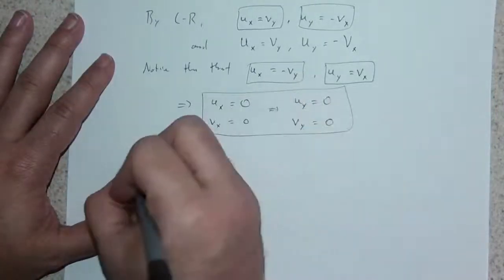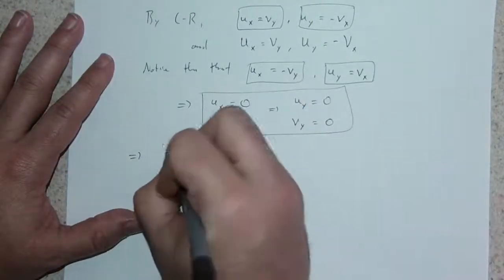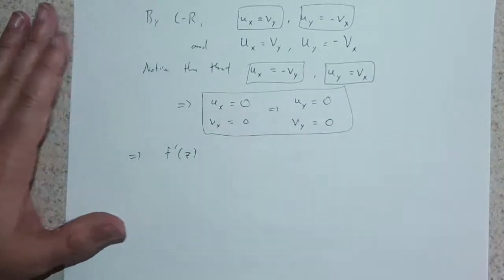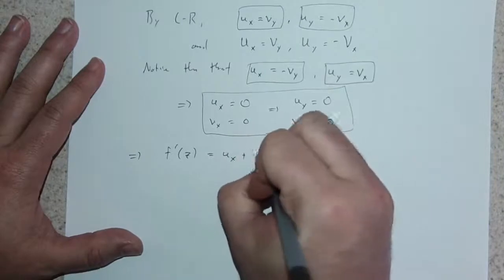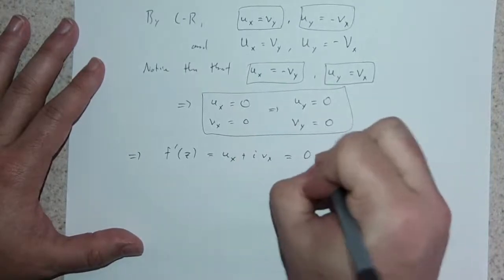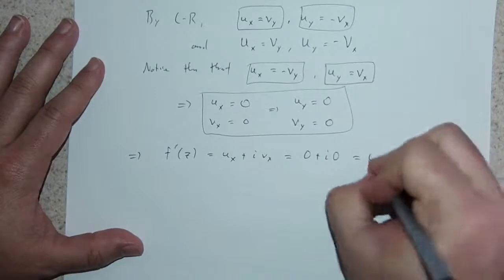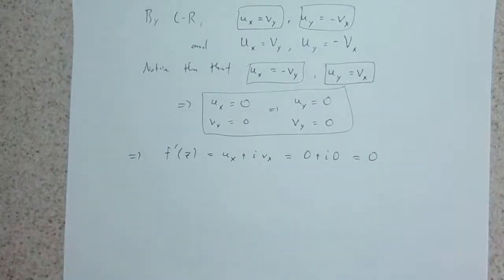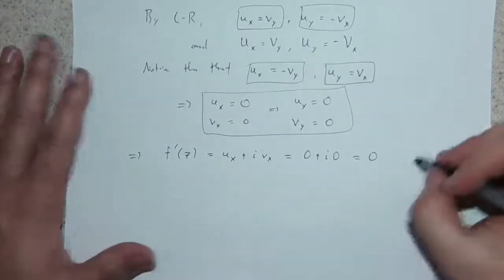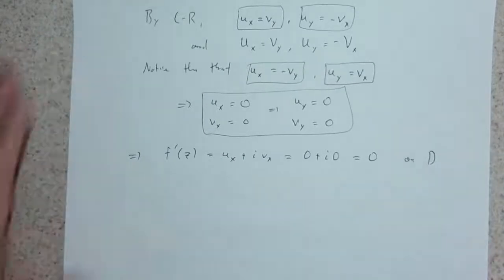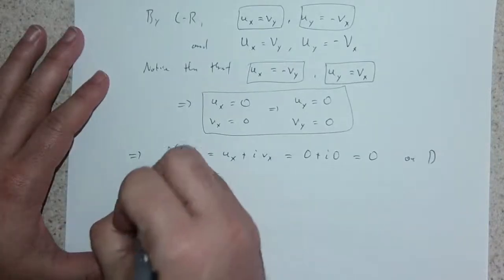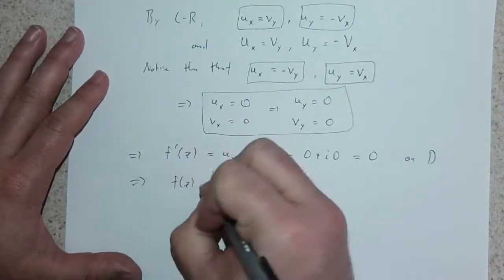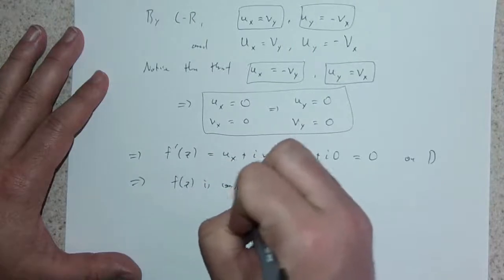So then, what does this mean? This means, since I can write f prime of z as u sub x plus i v sub x, this is 0 plus i 0, so this is just 0. And what did we just show previously? If I have a function that has derivative equal to 0 everywhere on some domain D, this means that f of z is constant on D.